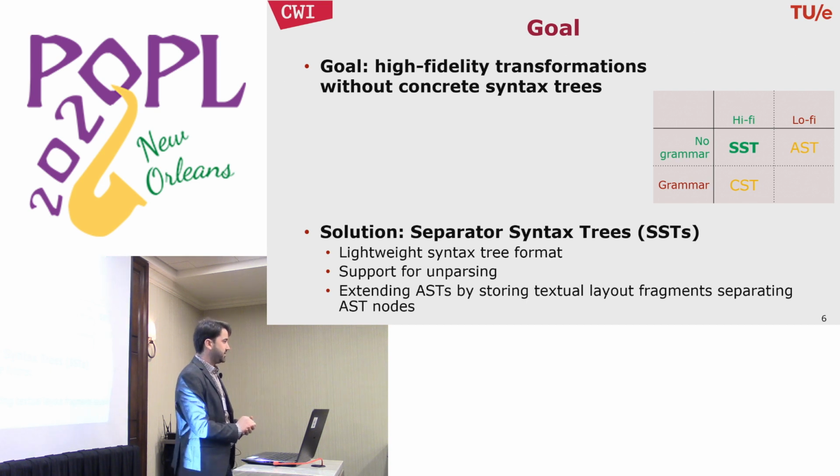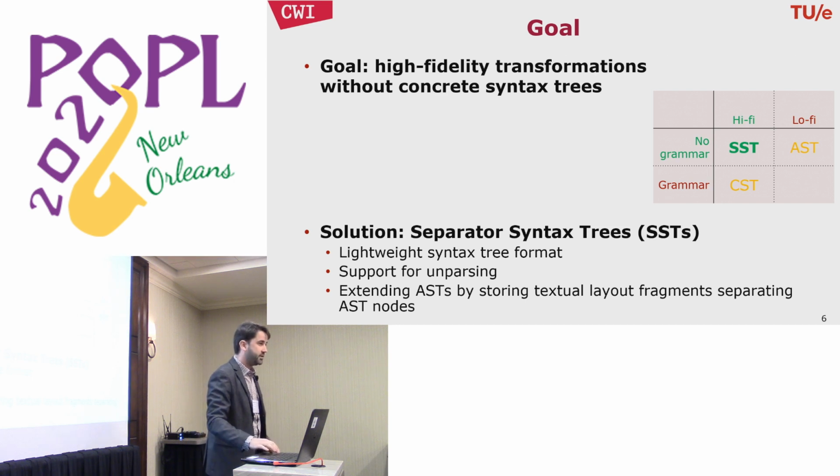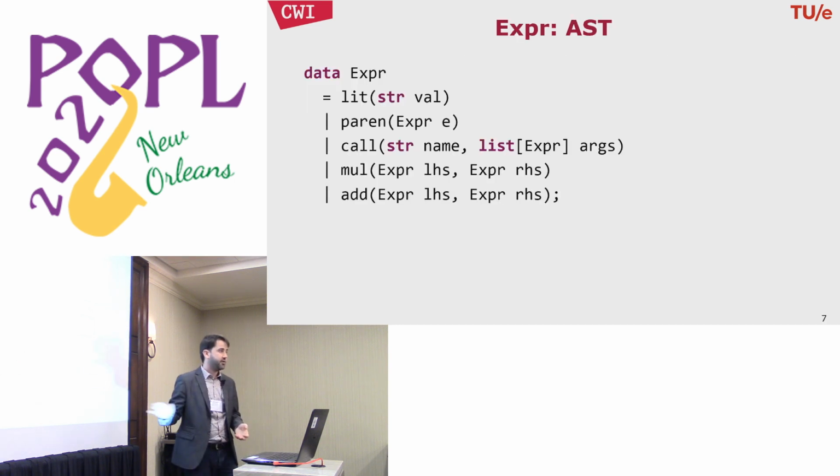As an example, let's consider a simple expression language. This is our language Exper, at least the abstract syntax of Exper. We have 5 constructors here. We can define literals, we can put parentheses around other expressions. We have function calls to some function with any number of arguments, and then we have multiplication and addition.